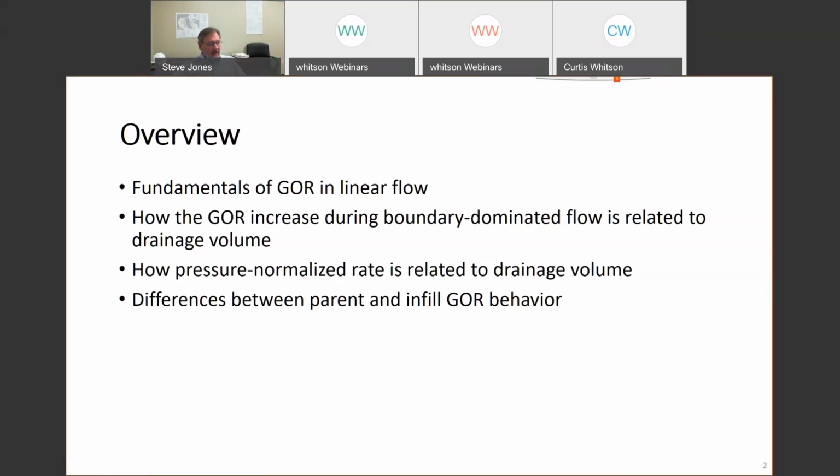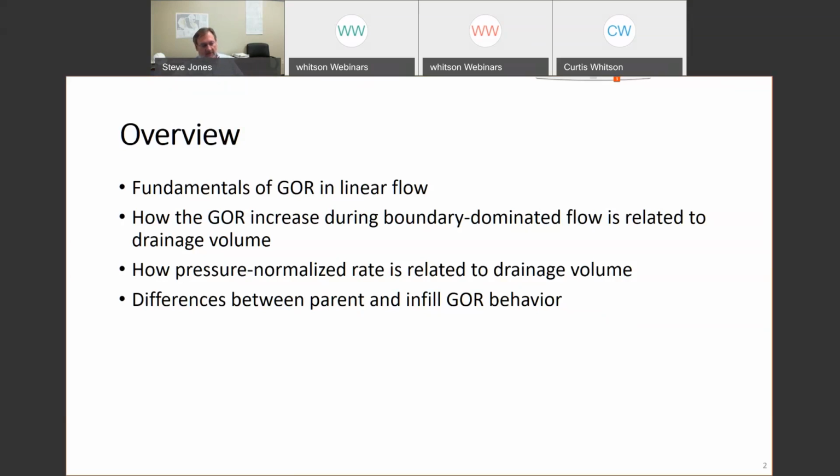We'll talk about how pressure normalized rate is related to drainage volume, because it also helps us to evaluate spacing and how much volume a well is seeing in terms of oil in place or gas in place. And we'll talk about the differences that we observe between parent wells and bounded infill wells.